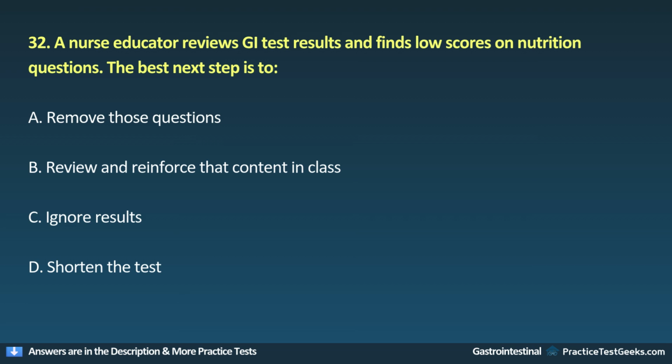32. A nurse educator reviews GI test results and finds low scores on nutrition questions. The best next step is to A. Remove those questions. B. Review and reinforce that content in class. C. Ignore results. D. Shorten the test.